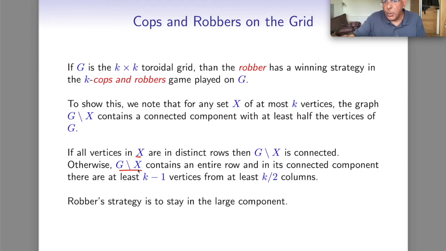The cops move to a new position. That will define a new large component, but because the large components have at least half the vertices, the overlap between these 2 large components is non-empty, which means that robber has a path from the current position to somewhere in the overlap, and that guarantees that in the next position, robber is still in the large component. And that's it. That's all I'm going to say, which shows you that on the toroidal grid, robber has a winning strategy as long as the number of cops is at most the number of rows of the grid.